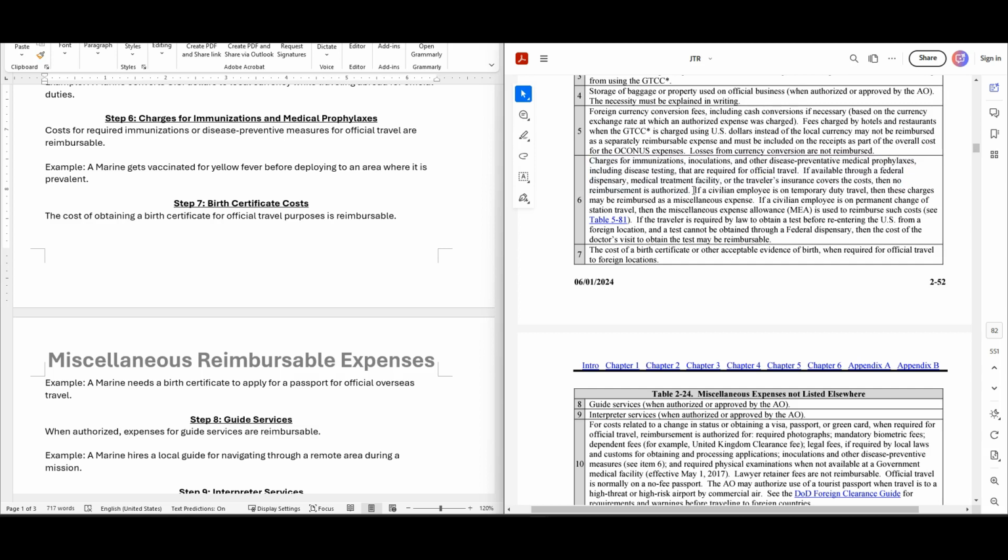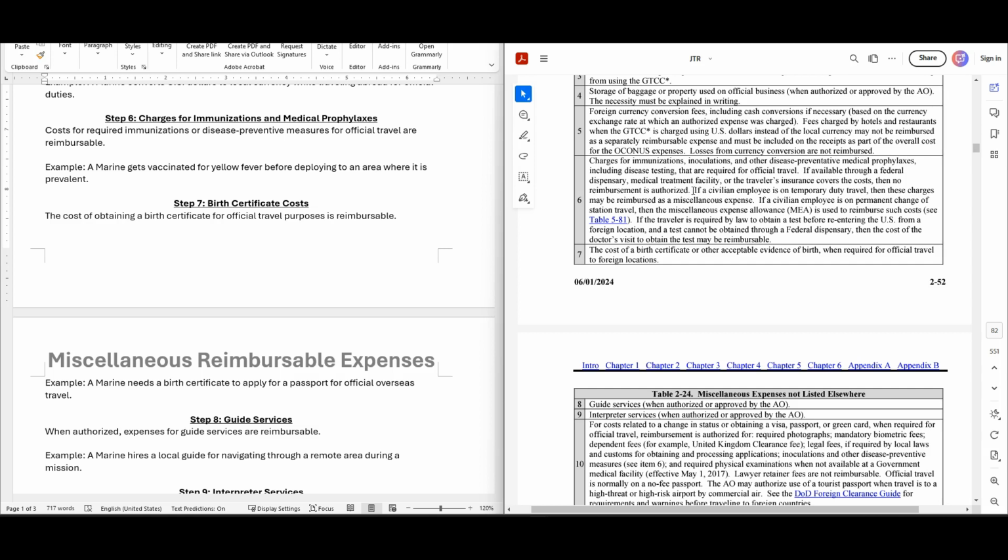tests. And then let's say you went out to a third party, you went to Walgreens or Walmart to get your COVID testing. Now, if your local medical was able to cover that at no cost to you because of insurance, because it's provided by the medical facility, that's not reimbursable.